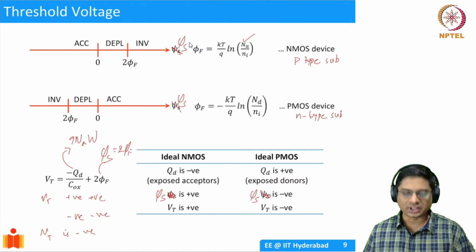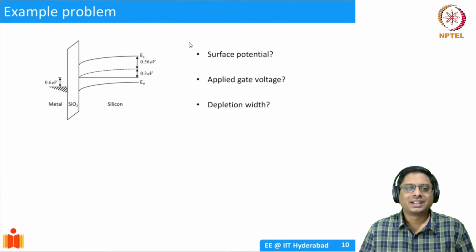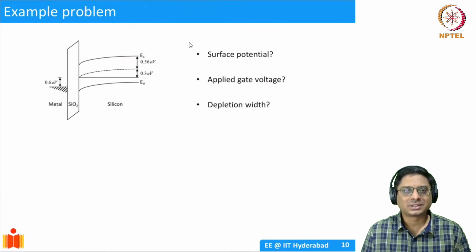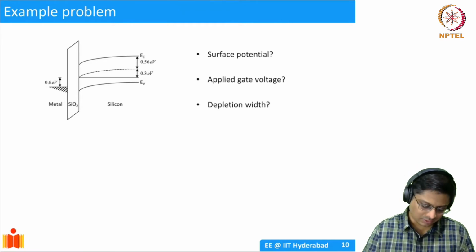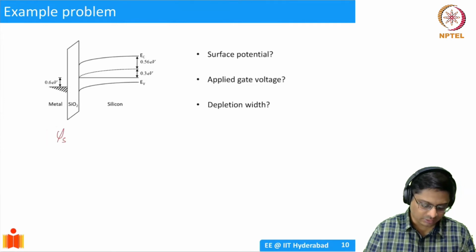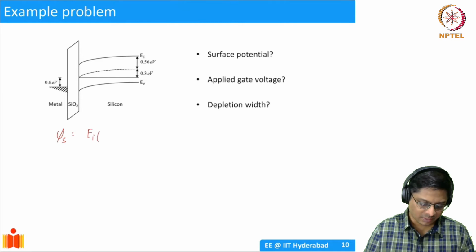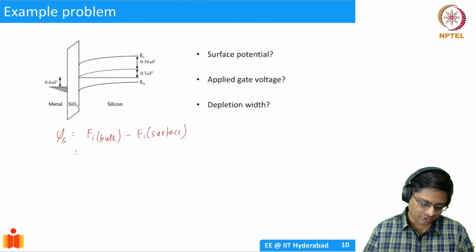So fine, let's try to solve some problems. Okay, so much of theory, right? So let's look at this band diagram and let's calculate what is its surface potential. How do we do that? Well, we know that surface potential can be calculated by, what was the definition? Surface potential phi s is equal to EI in the bulk minus EI in the surface. Right? That's the definition of surface potential. So we need to use something as a reference. So I'll say use EF as reference.